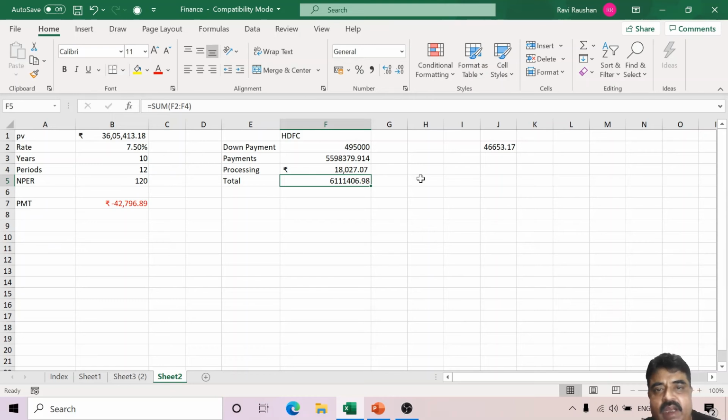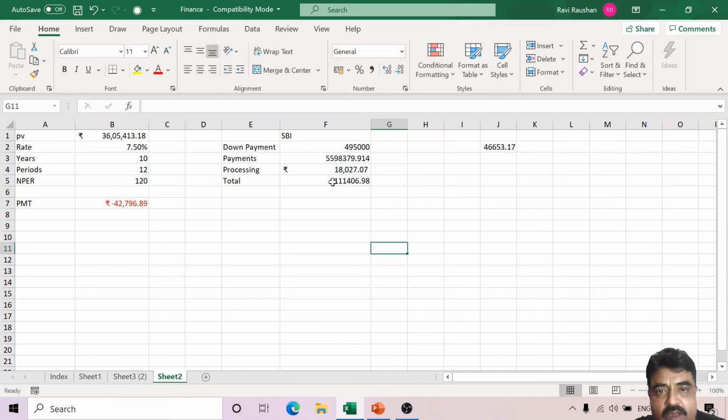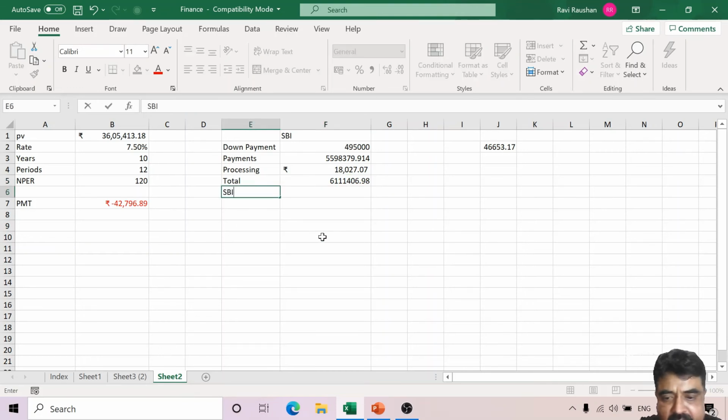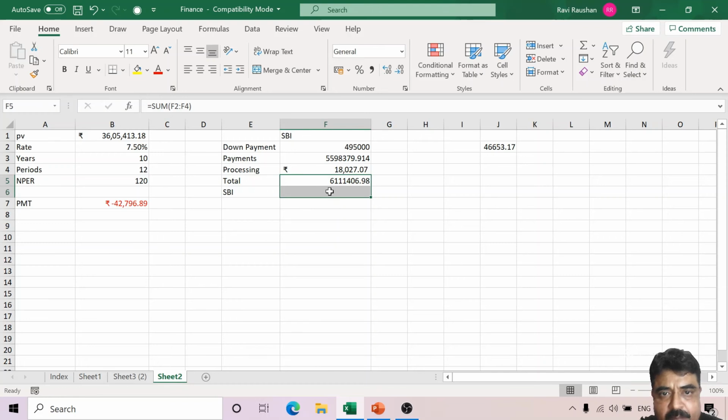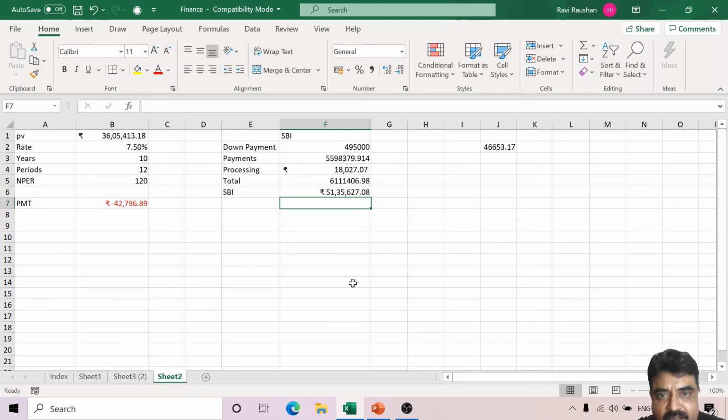So this is the amount that I have paid to HDFC, plus, sorry, here I am doing the calculation of the SBI. What I paid to SBI is very simple. I am paying SBI 120 installments of this much. So I multiply by -1 to negate the negative value. I press enter, right?